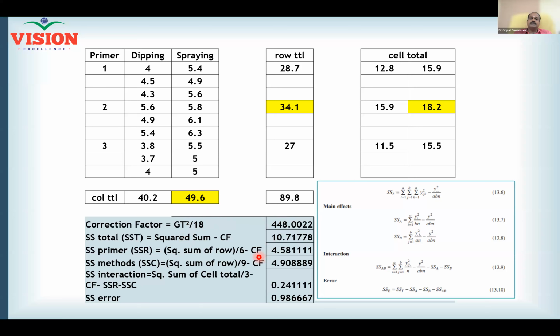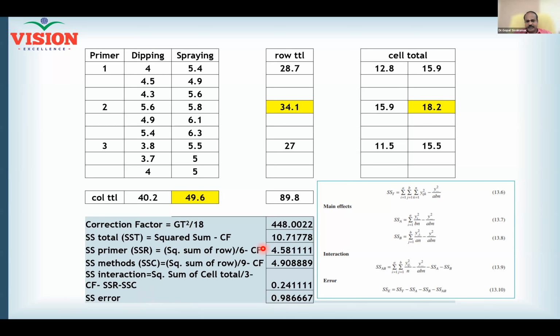You subtract that value. And now what will you get? 4.58. All of you now tell me, do you understand how this 4.58 has come? Yes. This number is an indicator of primer effect. Similarly, the effect of the painting method can be estimated, and the effect of the error can be estimated. Whatever effect you cannot account for, you cannot assign, the difference is considered as error.